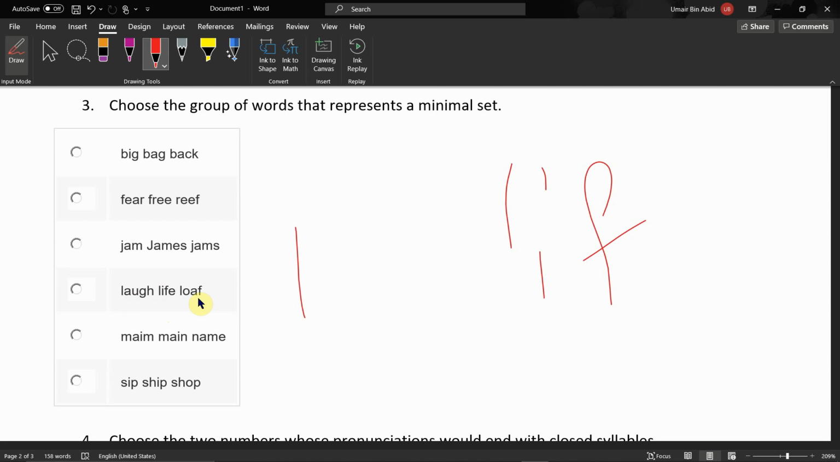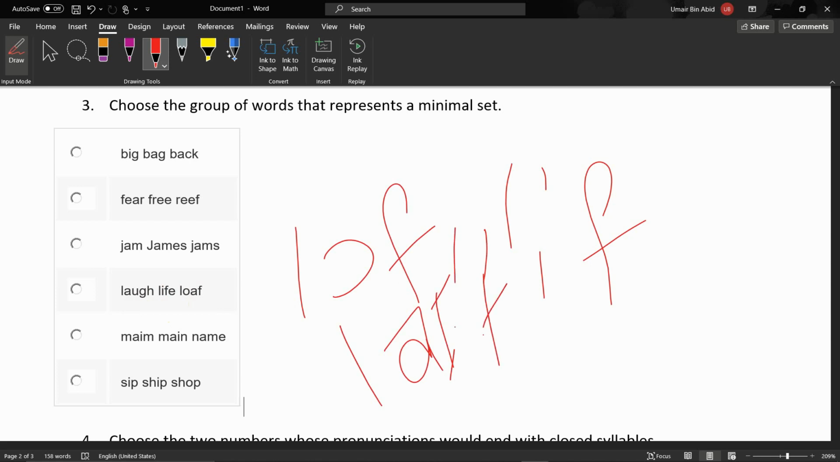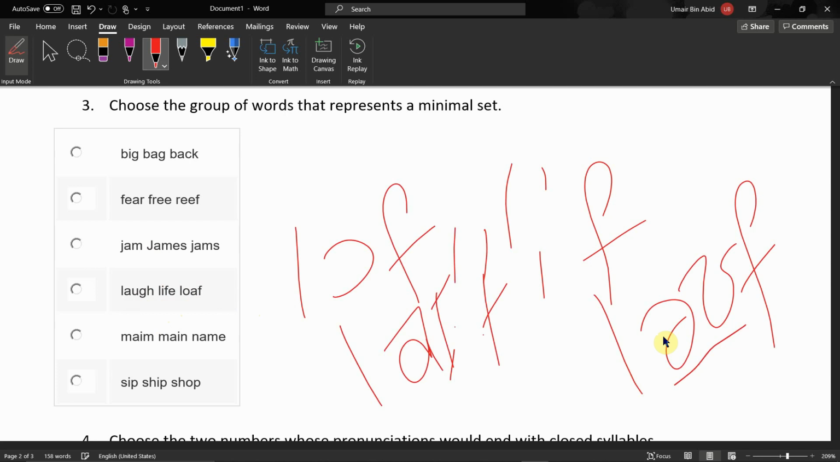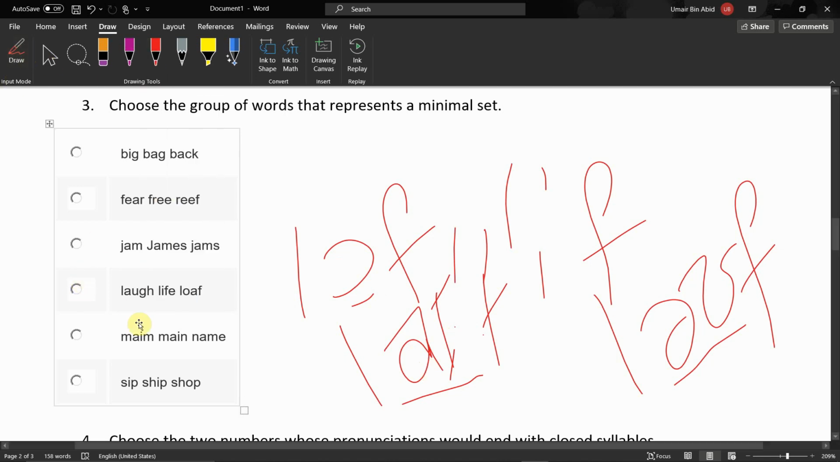So, love, life, and love. And I think love will be pronounced like this. Yeah. So although it is a diphthong, we consider a diphthong one vowel actually. So in three words, we have the difference of only one vowel or only one sound at the same position. So this will be the correct answer.